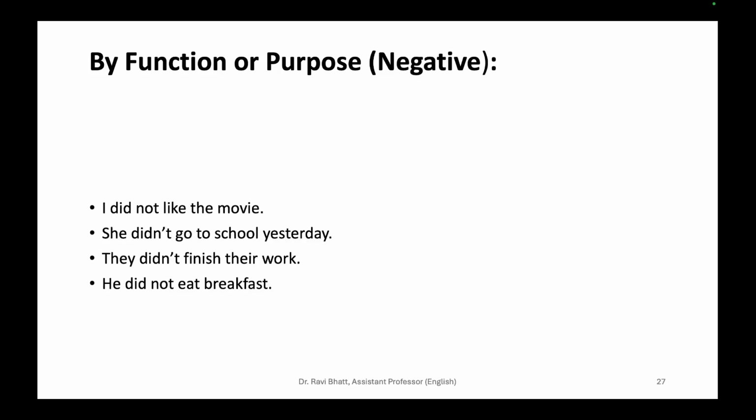So, it is like, I did not like the movie. She didn't go to the school yesterday. They did not finish their work. He did not eat breakfast. Okay. These are negative statements.